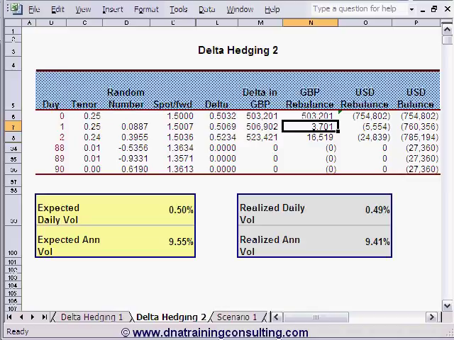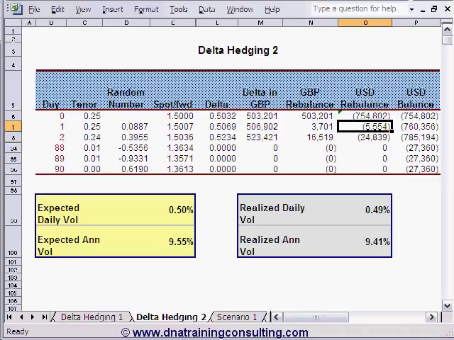In going long 3,701 pounds, the trader is going short in dollars in the forward market an amount equal to that sterling notional times, careful now, the new forward rate of 1.5007. And this amount turns out to be $5,554. In effect, he is increasing his delta to the new appropriate amount that was dictated by the calculation.